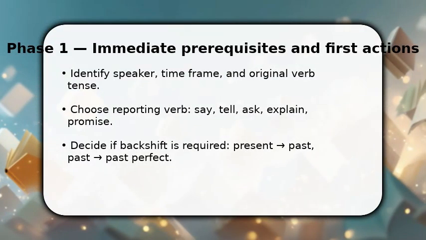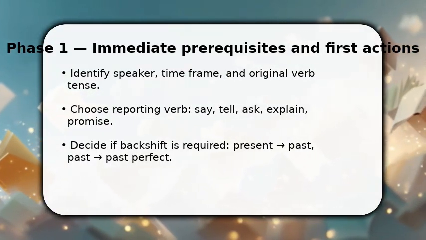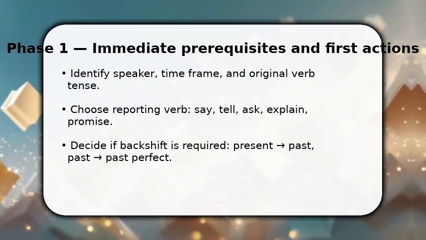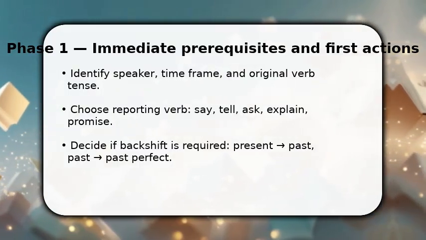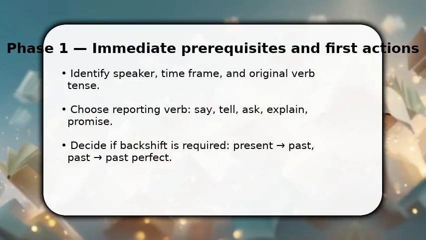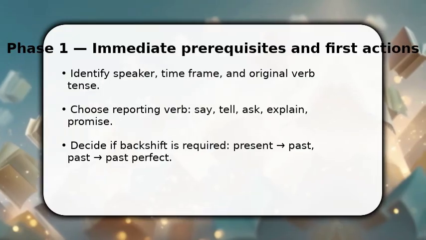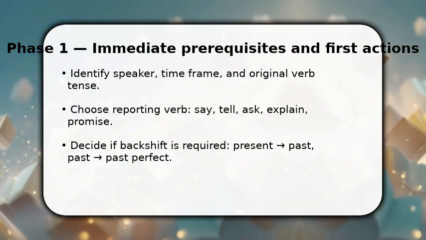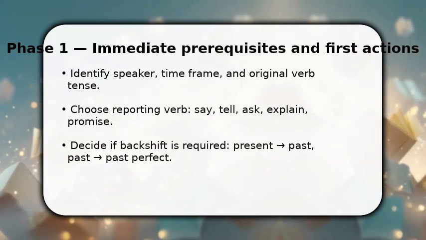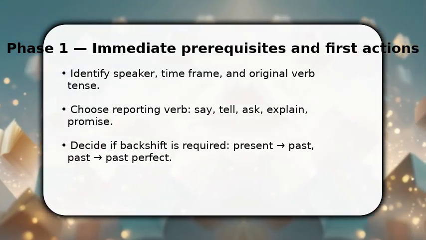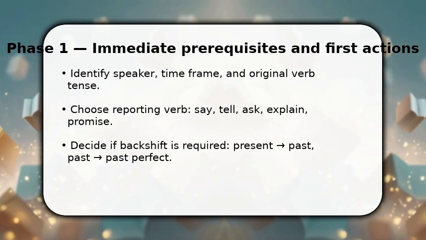You begin by checking the original sentence and the time it describes. This matters for tense shifts. Once done, pick a reporting verb that matches tone and force, say for neutral, explain for detail. Make sure to decide if backshift is needed. Present shifts to past, past often shifts to past perfect for clarity. Use short examples aloud as you work. This trains your ear and reveals subtle meaning changes, so you quickly spot necessary adjustments and avoid common errors.